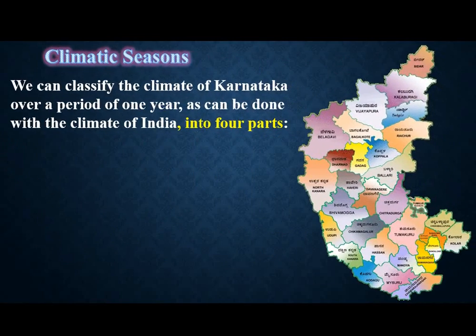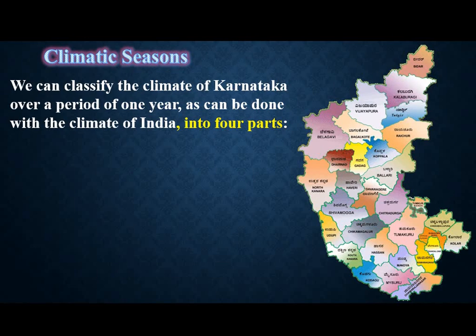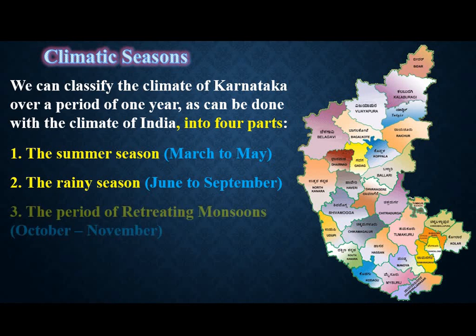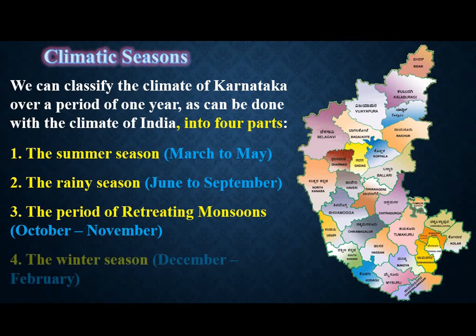So let's see exactly what the seasons are here. We can classify the climate of Karnataka over a period of 1 year based on the relief features, the location, and the geographical area. It has been divided into 4 types of seasons which we have in our India. The first is the summer season, second is the rainy season, third is the retreating monsoon season, and the fourth is the winter season. Summer comes from March to May, the rainy season from June to September, the retreating monsoon season from October to November, and the winter season from December to February.